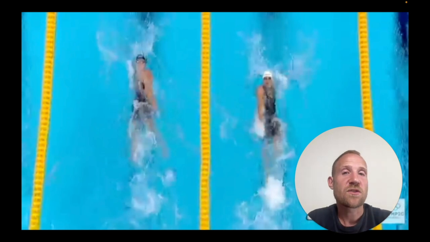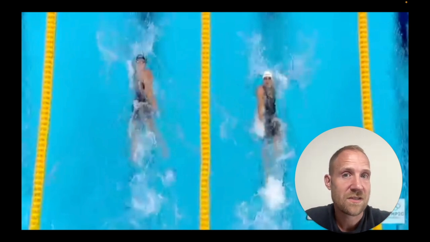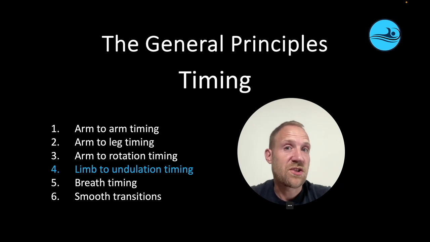So while it looks like there's a lot going on and it seems pretty complicated, when it comes down to it, limb to rotation timing is ultimately pretty simple. Once we have a simple understanding of what it is, it makes it a lot easier to find solutions to help athletes learn these skills. Limb to undulation timing, specifically in breaststroke and butterfly, because those are the strokes where we see undulation.